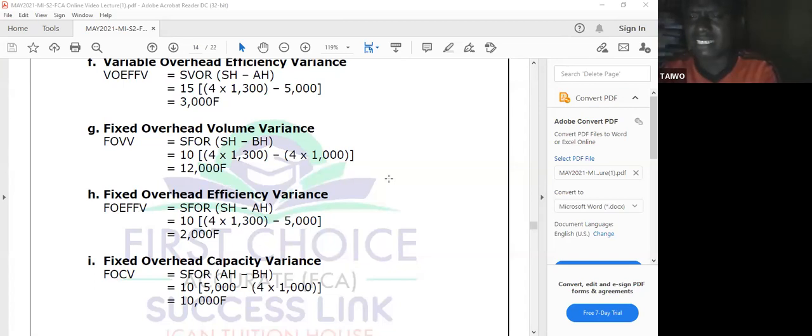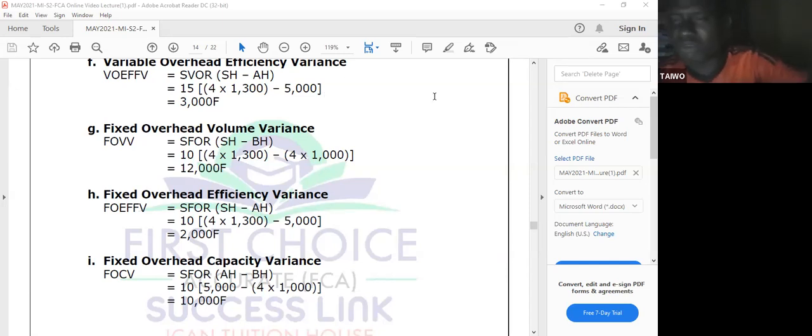So in a nutshell, the fixed overhead variance is basically divided into two parts. Into volume variance and what? And expenditure variance. Fixed overhead cost variance is divided into two parts: fixed overhead volume variance and expenditure variance.